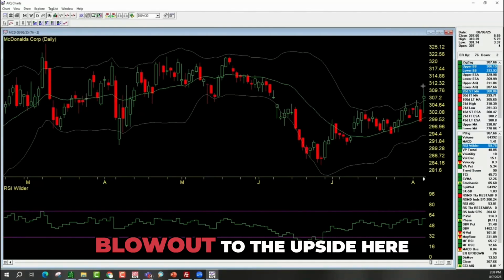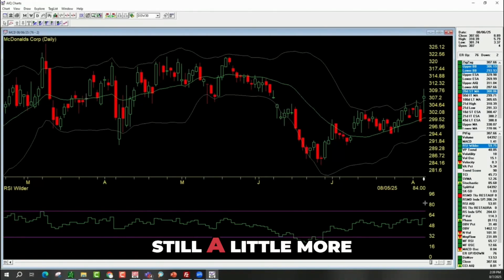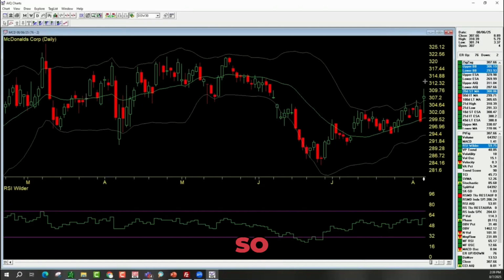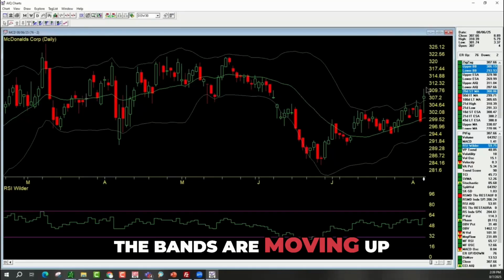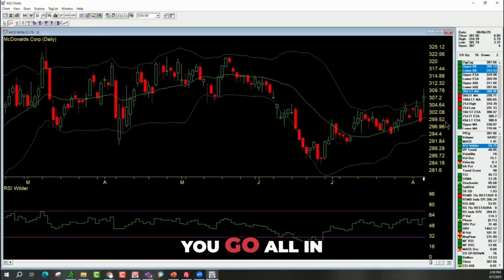McDonald's has had a blowout to the upside here. That's a pretty good blowout. Still a little more room on the overbought side here, but this could be a potential move back down. It's blown through the bands. The bands are moving up, so it could move back inside. You go all in once it cuts through the MA itself.